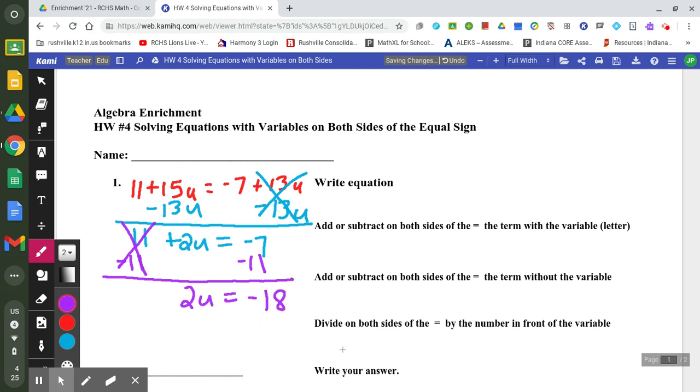Then my next step, divide on both sides of the equal sign by the number that's in front of the variable, which is a positive 2. So I'm going to divide both sides of the equal sign by 2 and write my answer here. U equals, and then I'm doing negative 18 divided by 2 is a negative 9.